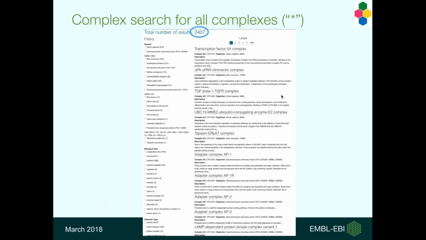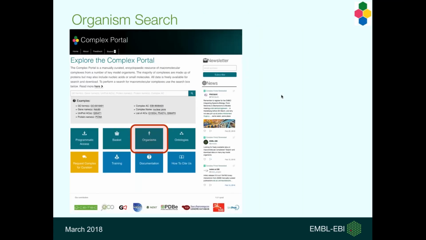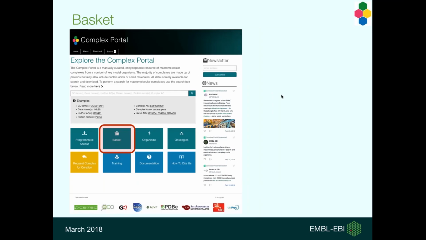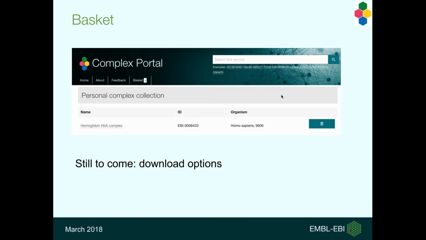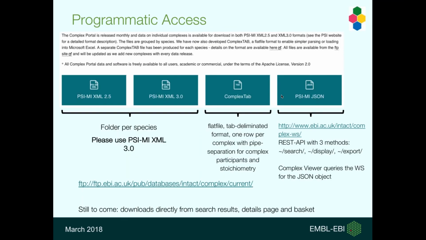And there are 3 different filters at the first level of search results: for the species, for the biological role, and interactor type. Searching by organism provides you with an overview of the 20 organisms we have so far and how many complexes we have per organism. The basket provides you with the list of saved complexes, your personal list of saved complexes. The downloads option is still to come. And the programmatic access provides you with the data in XML format.